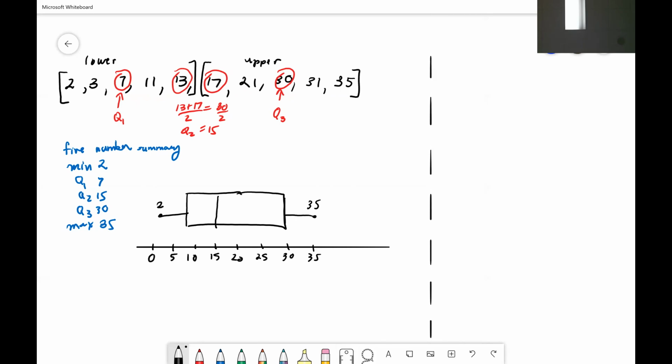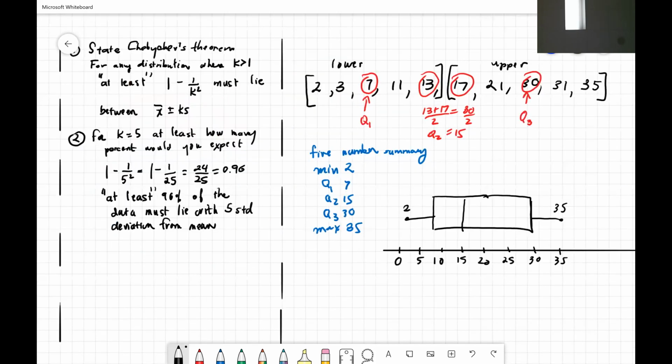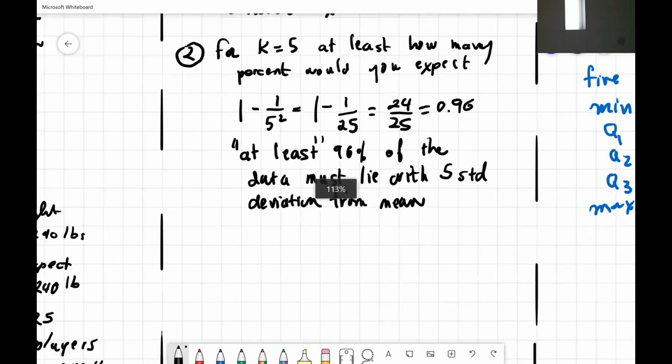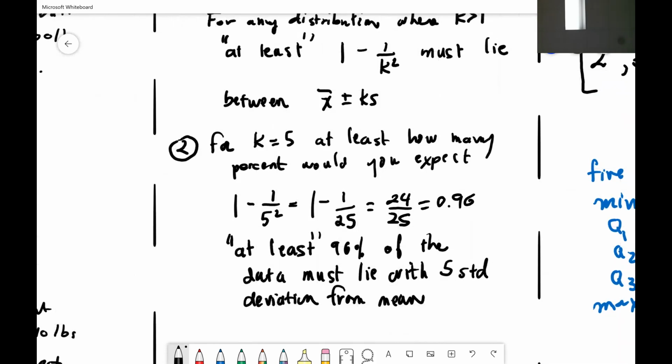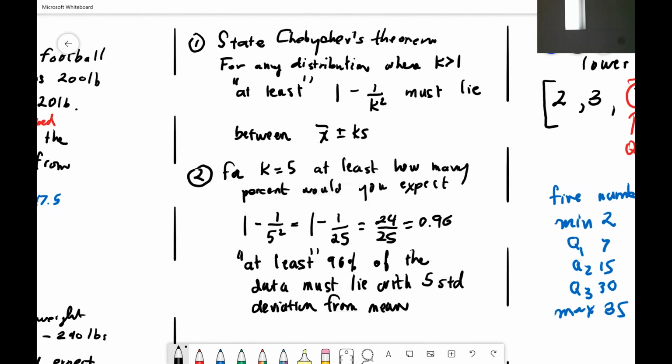Chebyshev's theorem? Okay, Chebyshev's theorem is the formula 1 minus 1 over k squared. Let's take a look at it. I'll drag it over here on the board. Chebyshev's theorem applies to any distribution. And yes, be careful: it applies for any distribution.